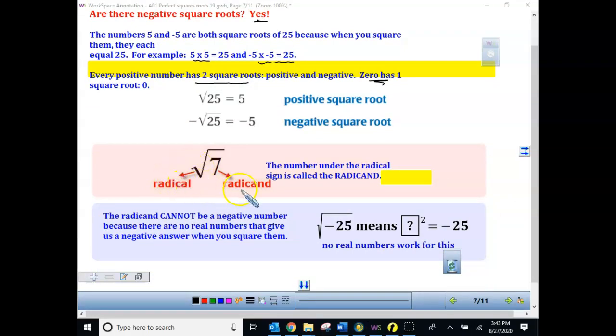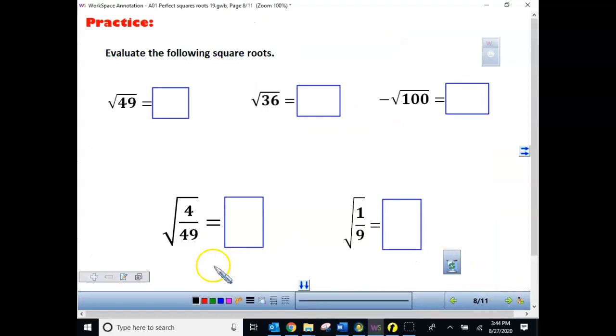The number underneath the radical is called the radicand. It says the radicand cannot be a negative number because there are no real numbers that give us a negative answer when you square it. So if you think, oh, well, negative 5. Nope, that gives us positive 25. Later, when you get into Algebra 2, you'll talk about this special kind of number. It's called imaginary. Not one of our problems right now.